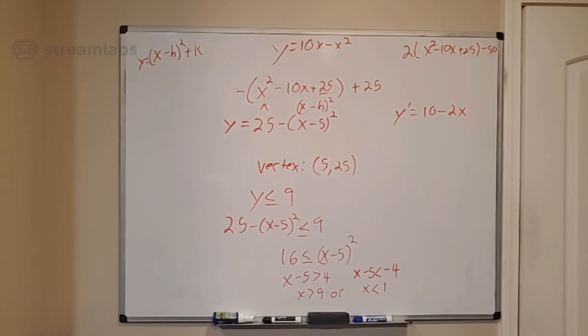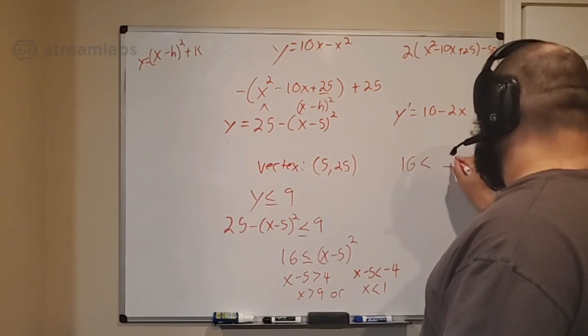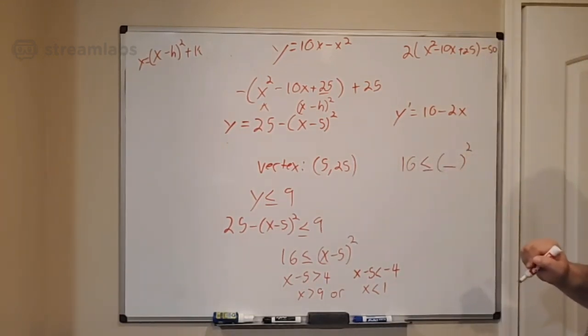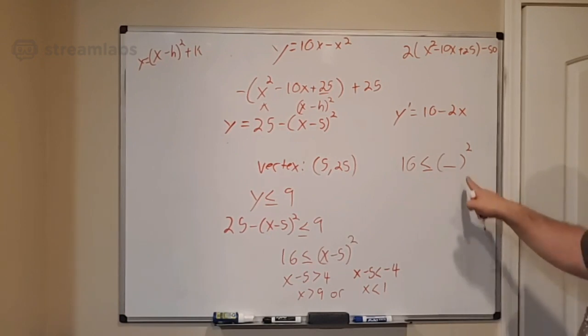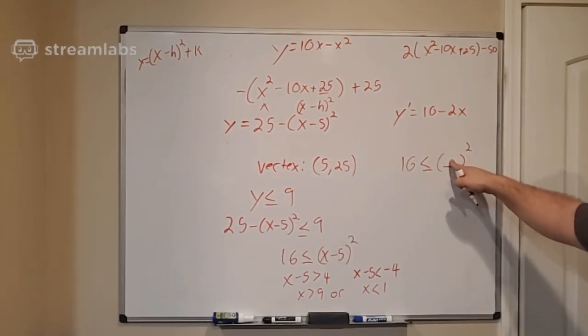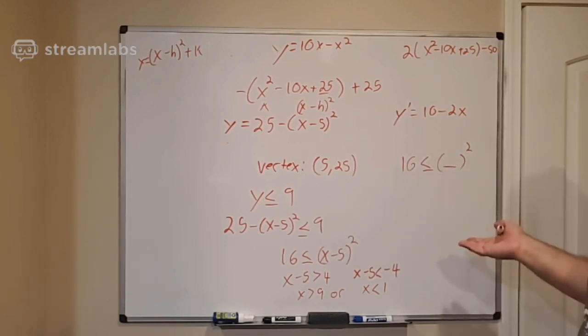Just pretend it is 16 is less than blank squared. Or greater than or equal to, sorry. So what has to go in this blank? Well, I could have two options. I have a positive case and I have a negative case because I'm squaring it. So always do the easy case first, positive.